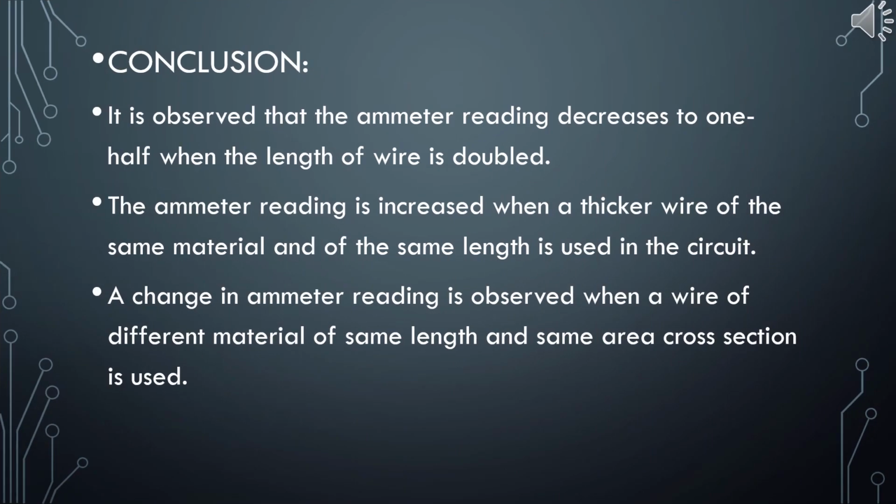The first conclusion from the previous activity is that the ammeter reading decreases to 1/2 when the length of wire is doubled. The second conclusion is that the ammeter reading increases when a thick wire of the same material and the same length is used in the circuit. And the third conclusion is that a change in ammeter reading is observed when a wire of different material of the same length and same area of cross section is used. Let us understand the next concept based on these conclusions.